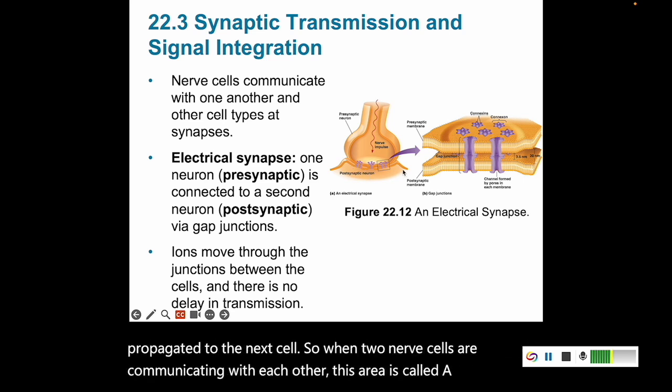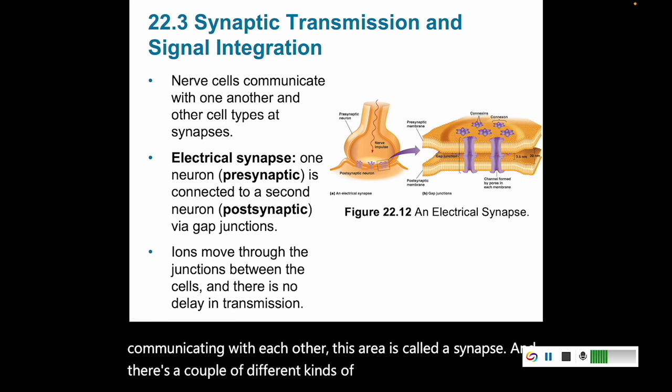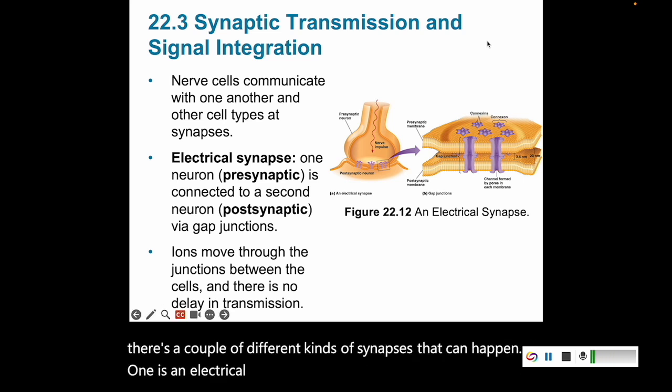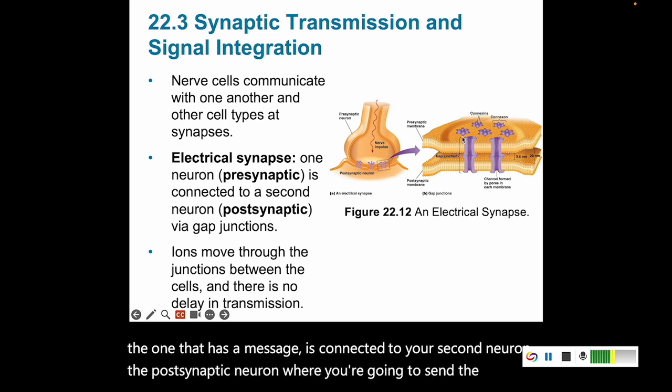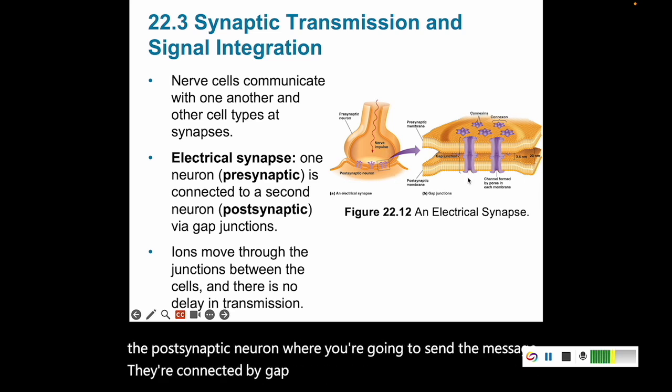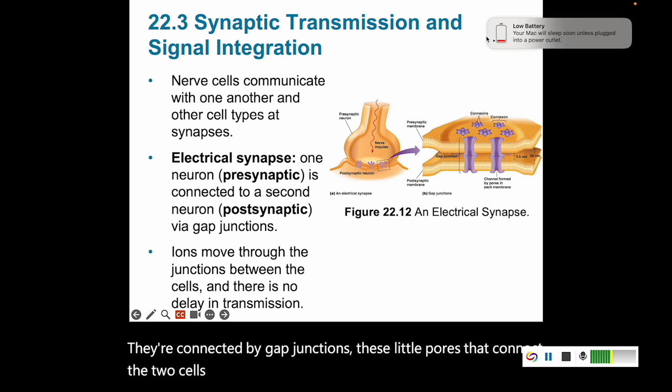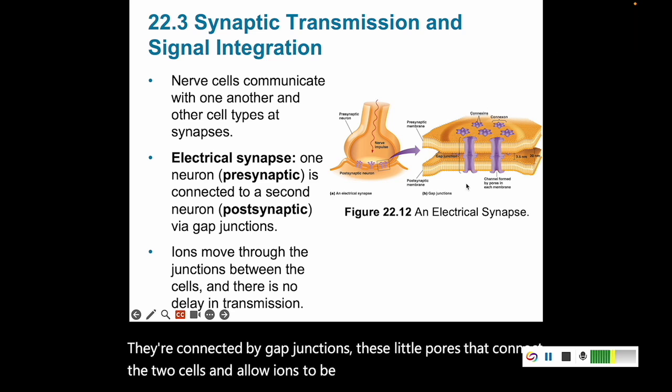And there's a couple of different kinds of synapses that can happen. One is an electrical synapse. And in here, your presynaptic neuron, the one that has the message, is connected to your second neuron, the postsynaptic neuron, where you're going to send the message. They're connected by gap junctions, these little pores that connect the two cells and allow ions to be transferred directly from one cell to the next.